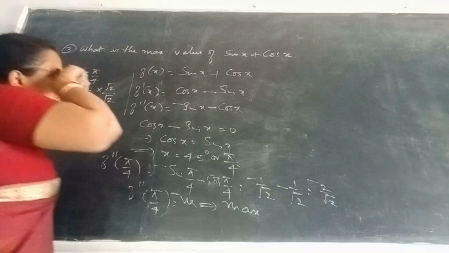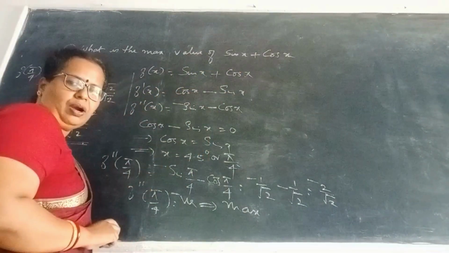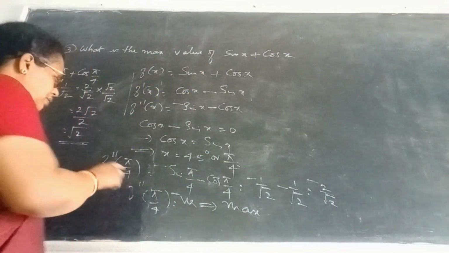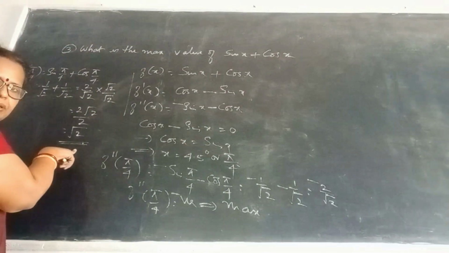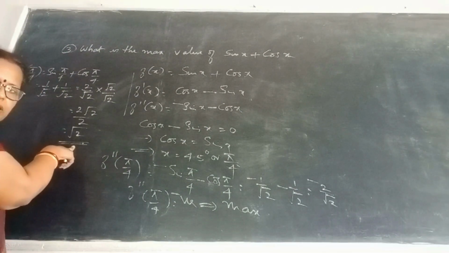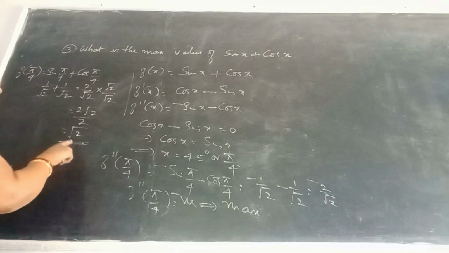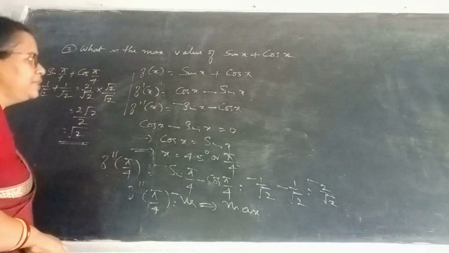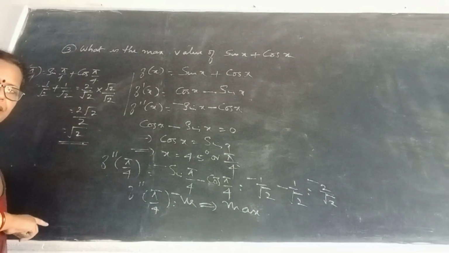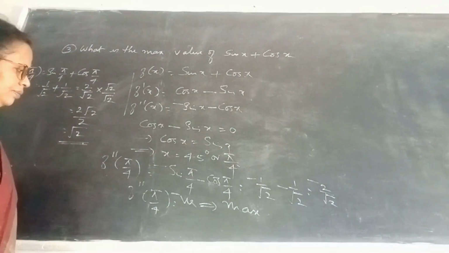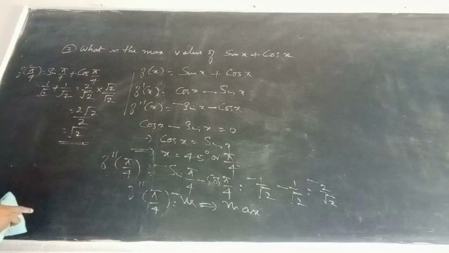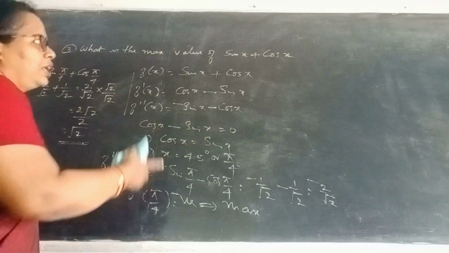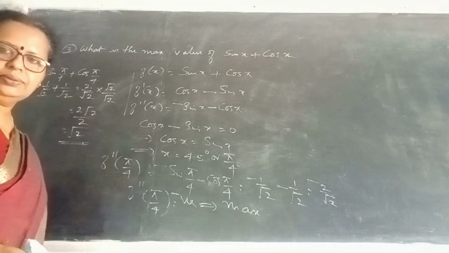See, when we put x as pi by 2, the value of sin x plus cos x is 1 plus 0, 1. Root 2 is more than that because the value of root 2 is 1.414. So we got the result that sin x plus cos x is maximum when x equal to pi by 4. Or we can say the maximum value is obtained when sin x equal to cos x.